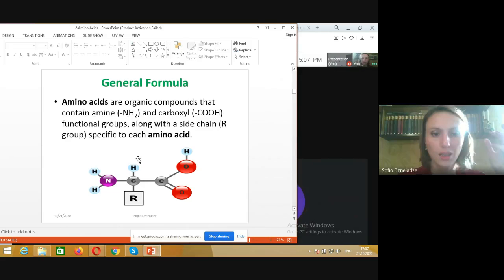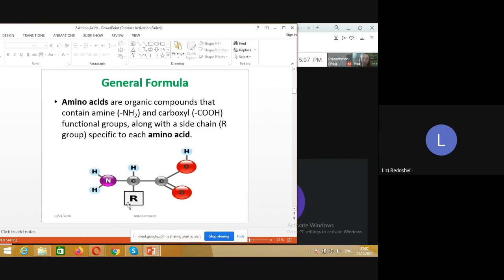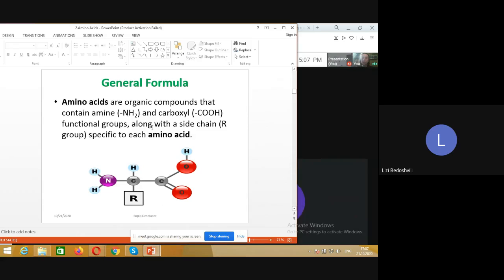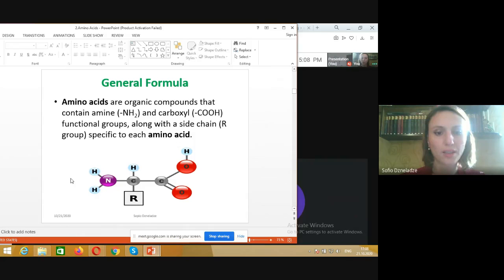Once again, it's an amino group, amine. It's a carboxyl group. It's an alpha carbon. It's a side chain. Is it clear, Lizzie? Yes, it's clear. Please repeat it. Amino acids are organic compounds that contain amine and carboxyl functional groups, along with a side chain specific to each amino acid. So this part of amino acids is the same, and this is specific to each one. These are different.